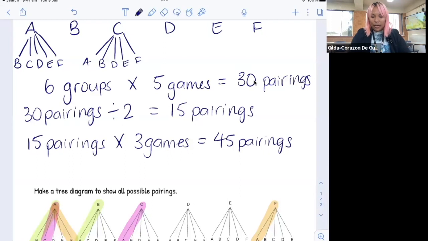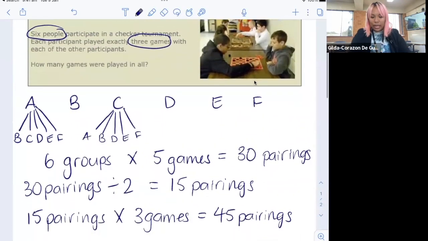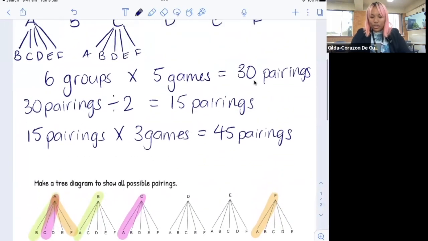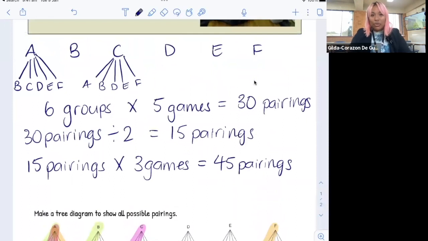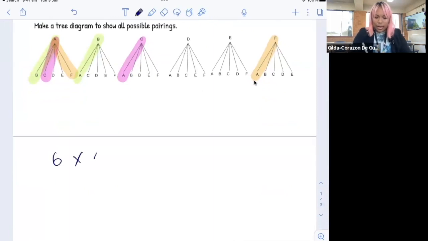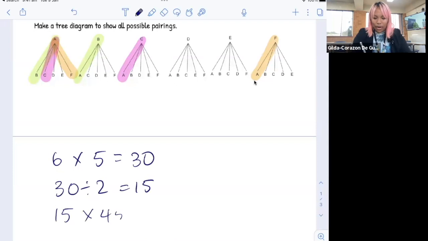You can see here that I've shown my working out in both the tree diagram, well, part of it at the top, but the rest of it is down here. So a combination of a diagram as well as mathematical numerical sentences. I've just added some words there just to make it clear. You could just put the numbers straight through. For example, you could have just done 6 times 5, which equals 30. And then 30 divided by 2, which equals 15. And then 15 times 3 equals 45.